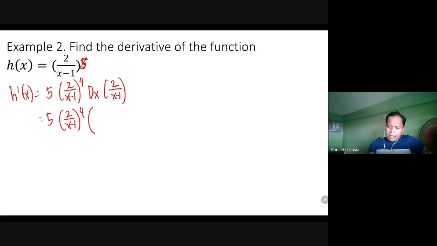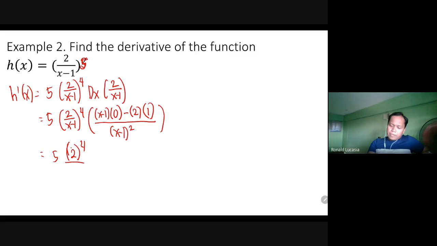Ang derivative nito ay denominator muna, tapos derivative ng numerator ay 0. Derivative of constant is 0. Minus numerator, derivative ng denominator ay 1 over x minus 1 quantities. So this is equal to 5. I-rewrite ko lang to siya as 2 to the power of 4 over x minus 1 to the power of 4. Same lang naman yan, di ba? Nire-write ko lang. Ito ay 0. So magiging negative 2 over x minus 1 squared.